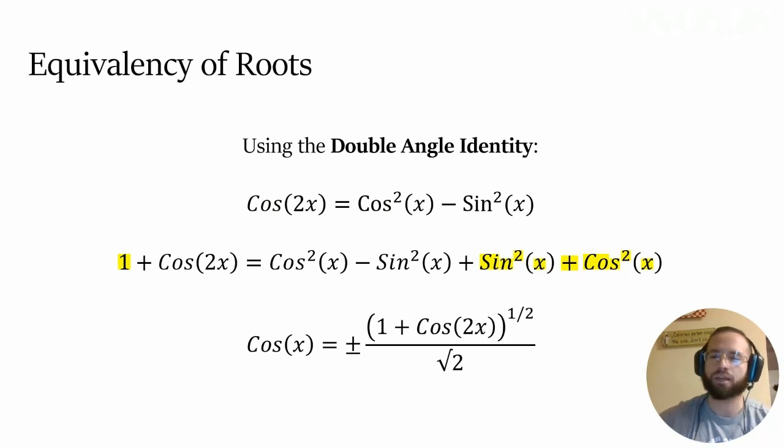So we have a way to rewrite cosine x in terms of cosine 2x. Cosine x equals plus or minus the square root of (1 plus cosine 2x) over 2. This is going to be useful. If we square both sides, then we have cosine squared x equal to (1 plus cosine 2x) over 2. Right? So we have a way of reducing the order of a cosine polynomial.